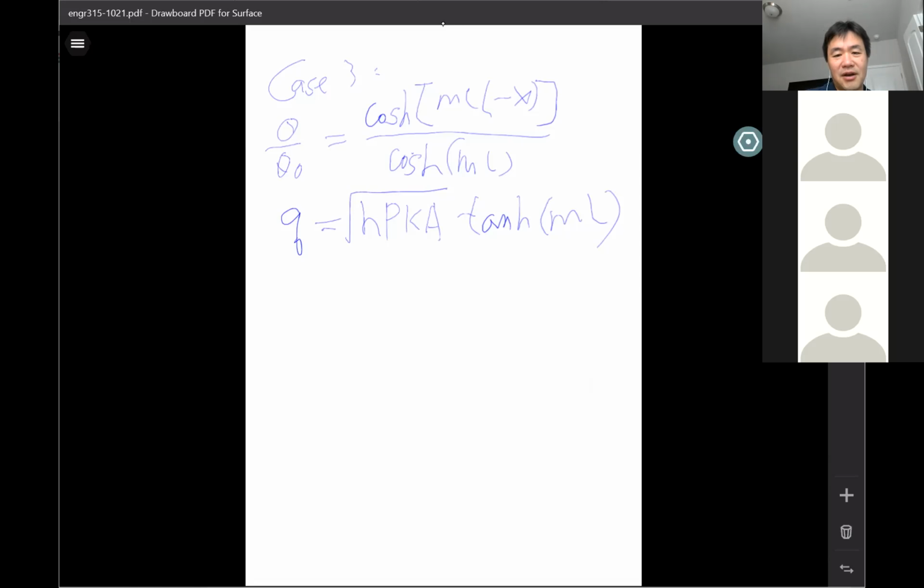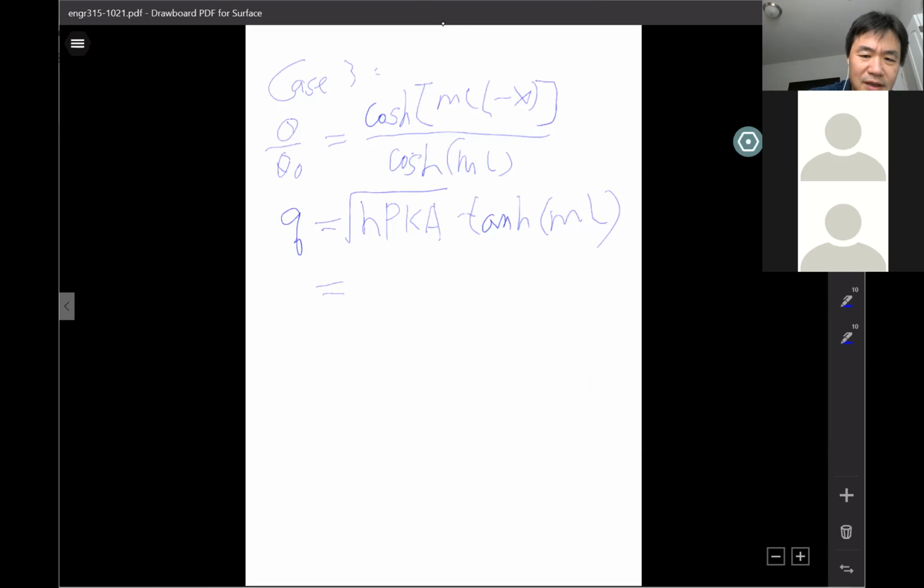So this is case 3. Obviously there is a much simpler way sometimes. If you already have the M calculated, notice M is the square root of HP divided by KA, right? So practically, people use this: M times K times A. Oh, I think I missed a theta 0 here. You always have the base temperature. Okay, it's outside the square root.